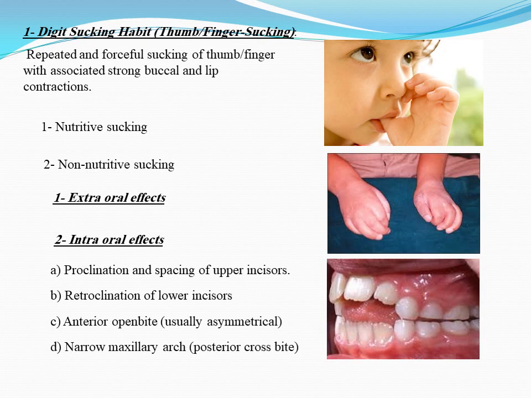Number two, the intraoral effects, like proclination and spacing of the upper incisors, retroclination of the lower incisors, anterior open bite, usually asymmetrical, and this depends on the side of the digit used in the sucking habit, narrow maxillary arch and posterior crossbite.